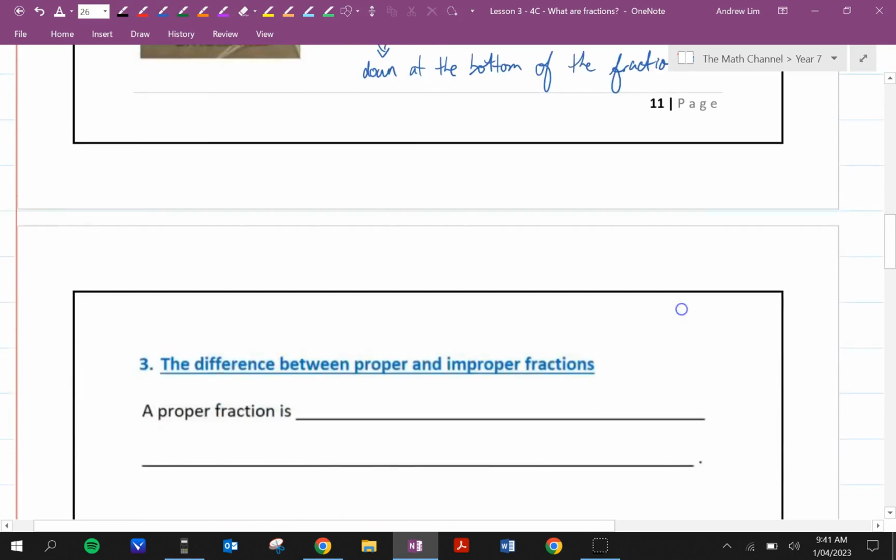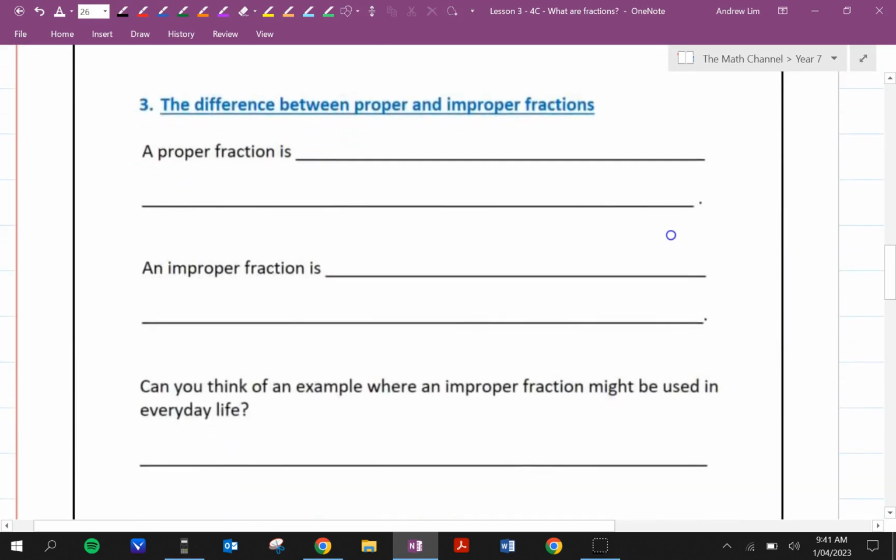All right, let's move on to the third part of this lesson, which is explaining the difference between proper and improper fractions. If you're in the class, maybe pause the video and discuss with the people around you what you think the difference is between a proper and an improper fraction. Have a go.